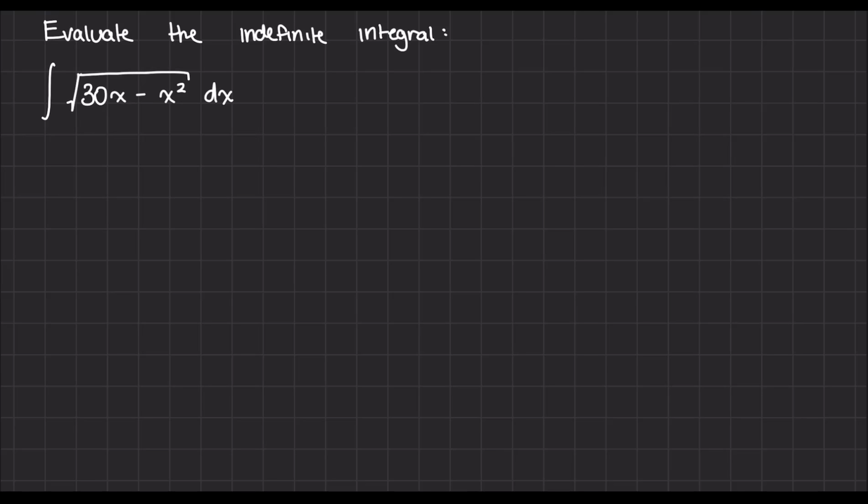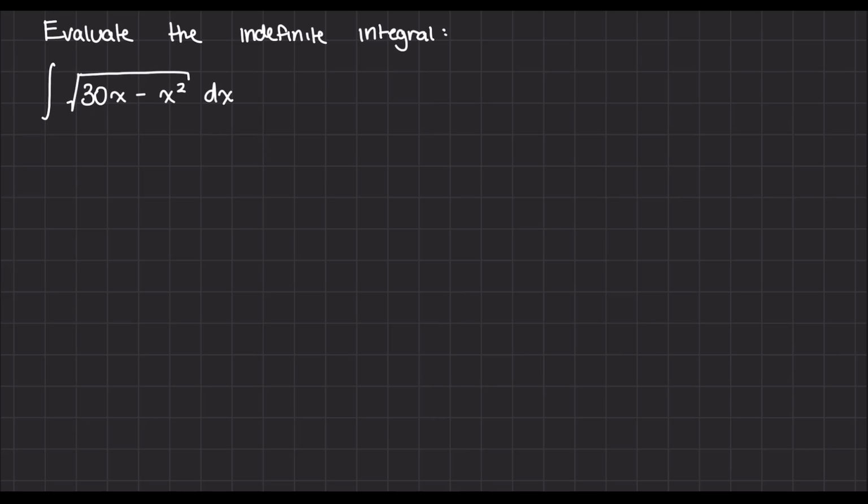We're going to evaluate the indefinite integral of square root of 30x minus x squared. This integral problem is a bit harder than your regular integral because you can't just use u-substitution for this problem, and you'll find that you'll have an extra x when you differentiate u.